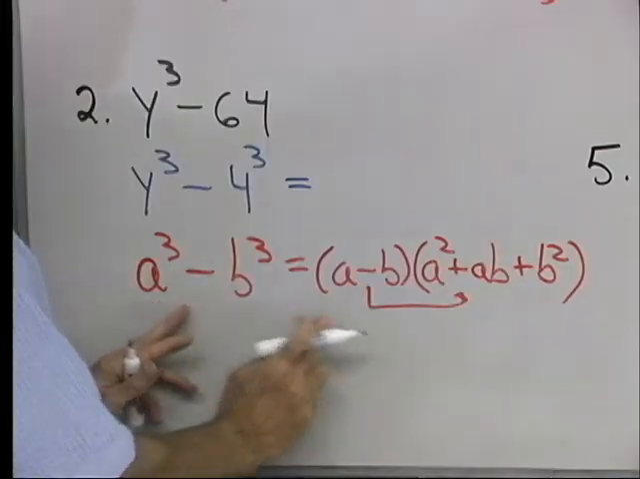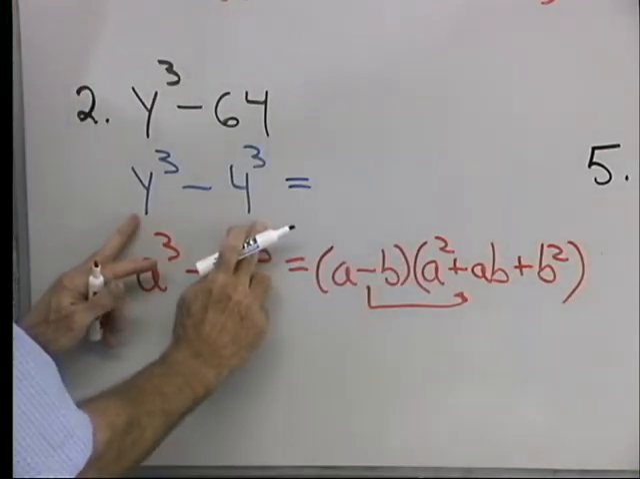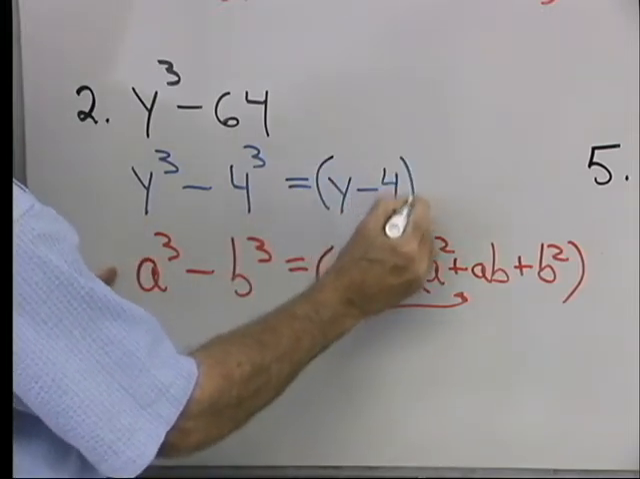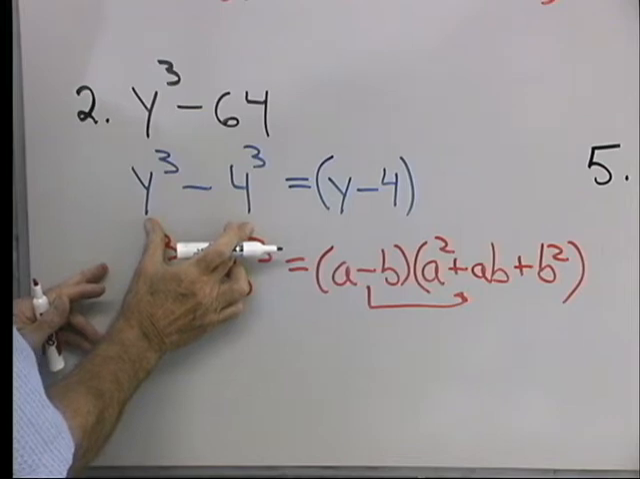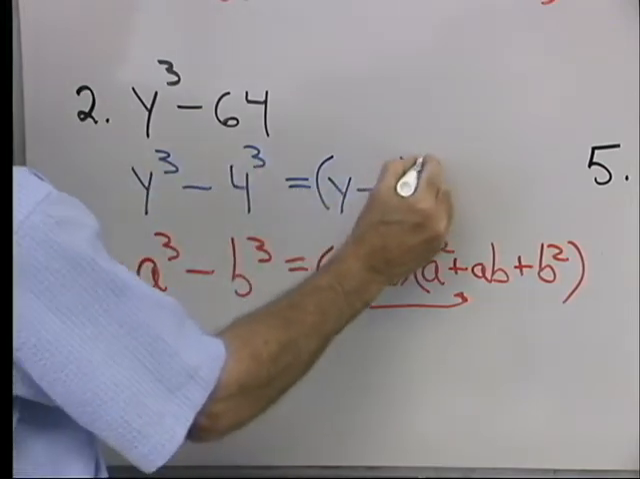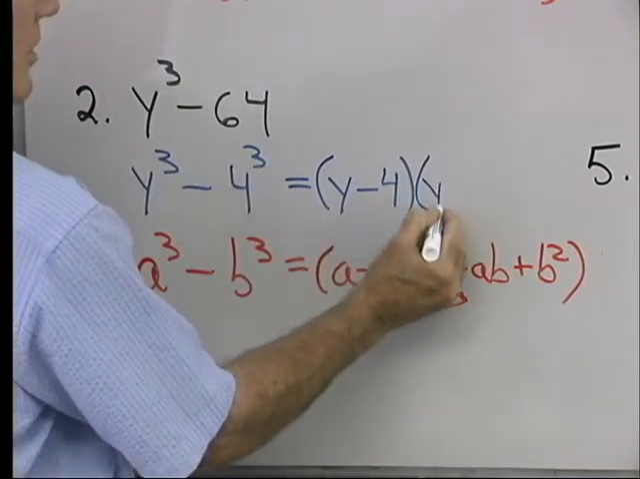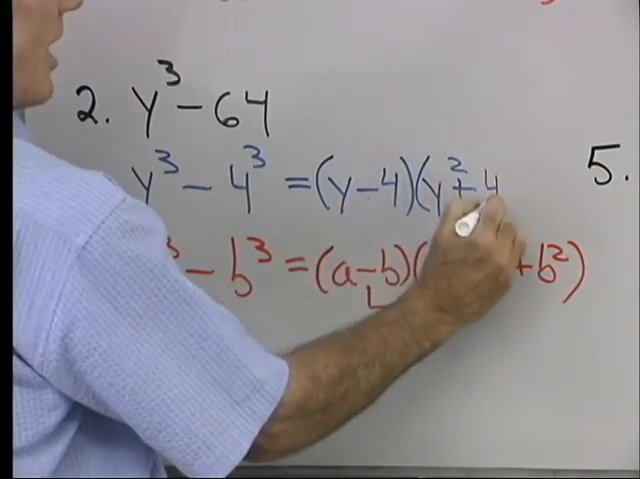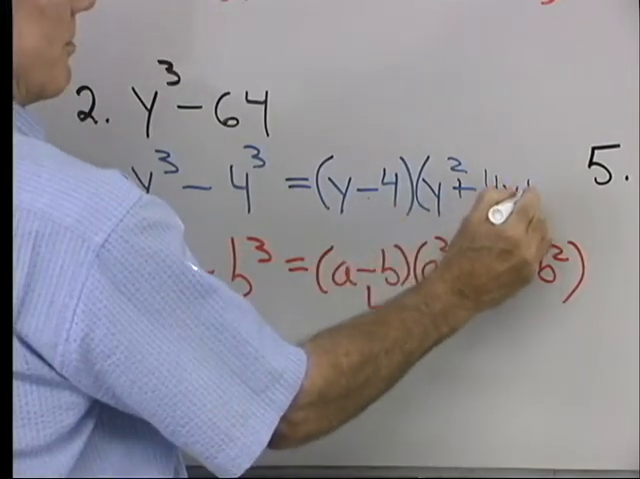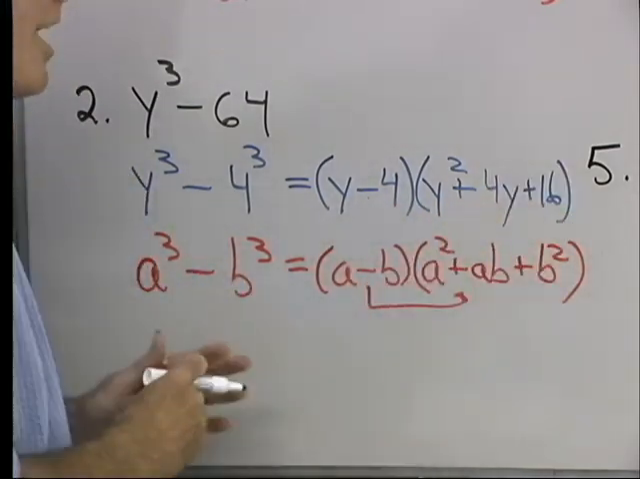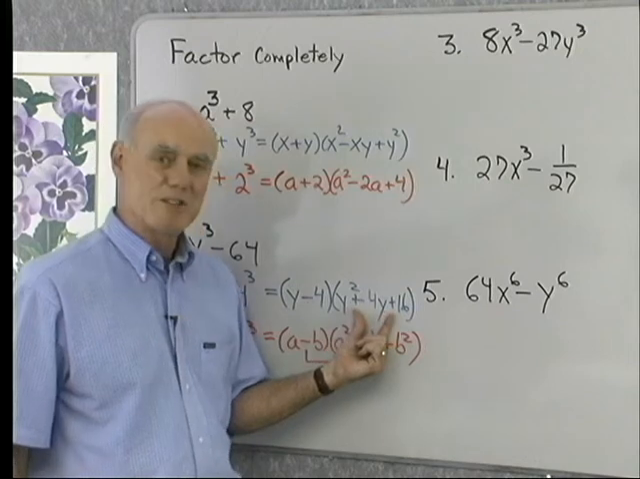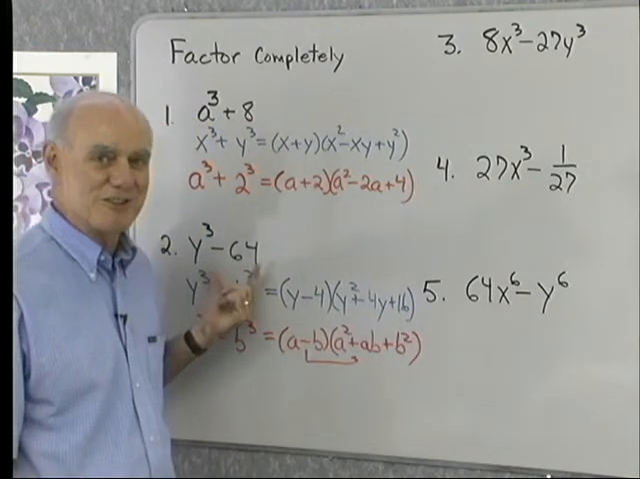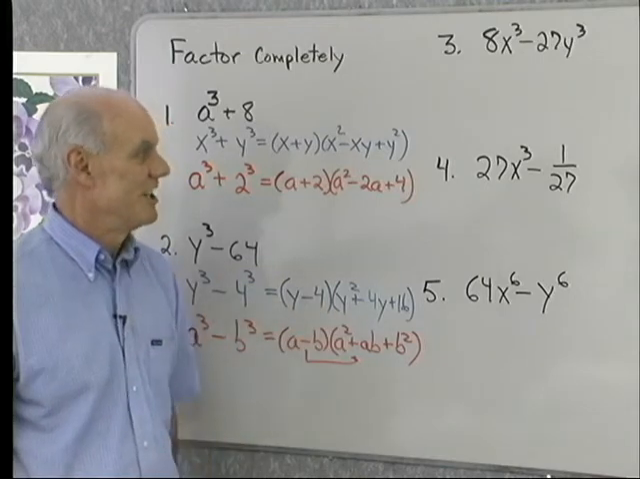So if this factors this way, then y cubed minus 64 is going to factor this way. Y minus 4. It looks just like the binomial here of this without the cubes on it. Then I go to the trinomial, I square this, y squared. I change this sign, plus, I multiply 4 times y, and then I square the last term, 16. Now, multiply y minus 4 times this, you know what you'll get? Y cubed minus 64. You have to, because that formula always works. Let's look at another problem.